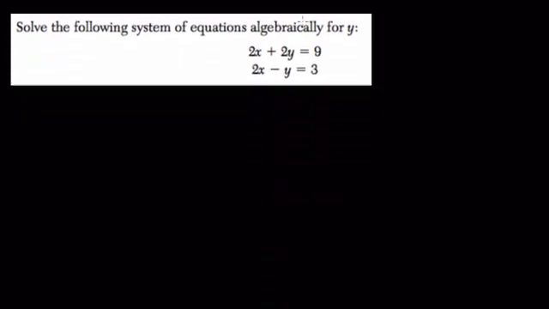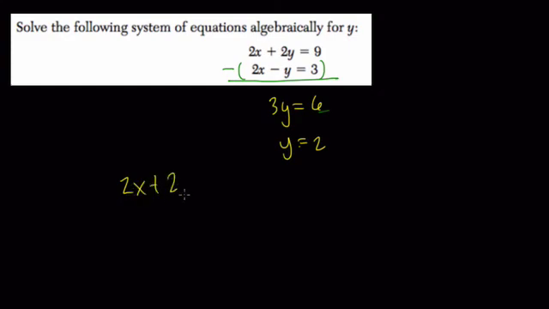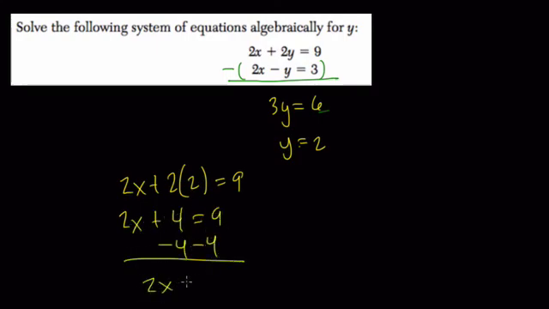So they want us to solve for this system algebraically. We subtract the second from the first because the x's cancel out, and 2y minus -y, so we add y, it's 3y. 9 minus 3 is 6, so y is equal to 2. What does x equal? Well, 2x plus 2y is 9, so 2 times 2 is 4. So 2x plus 4 equals 9, subtract 4 from both sides, and 2x equals 5, so x equals 2.5.